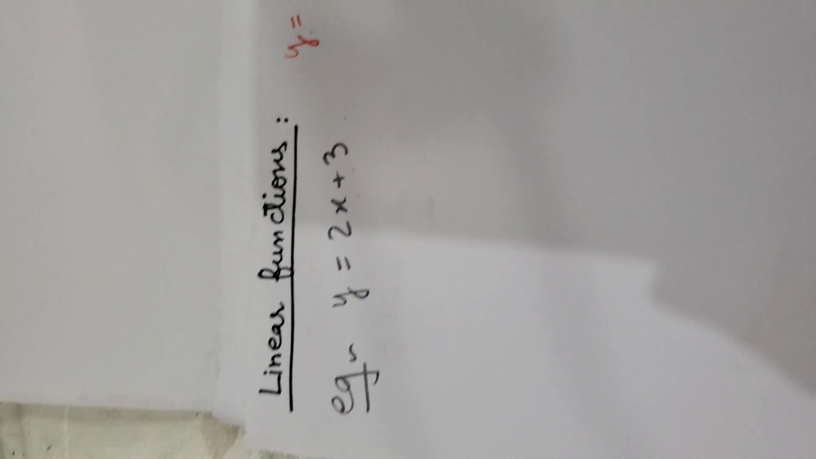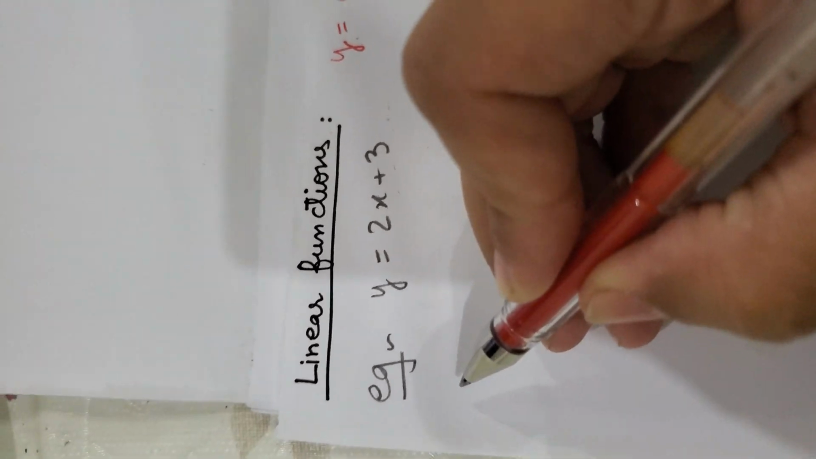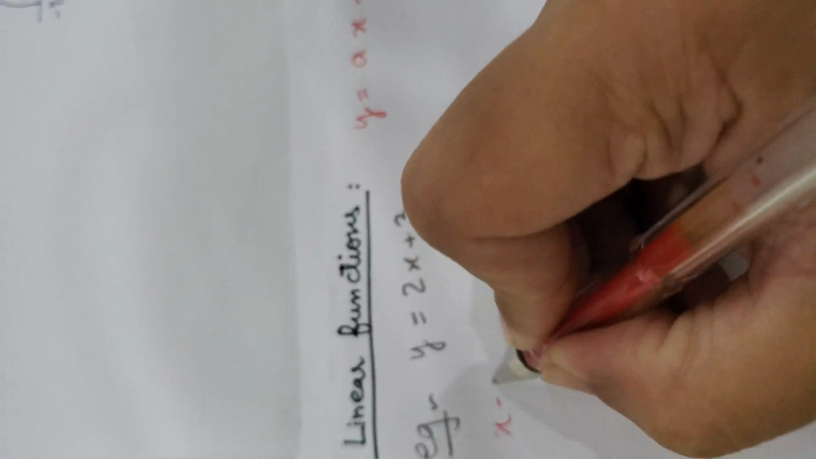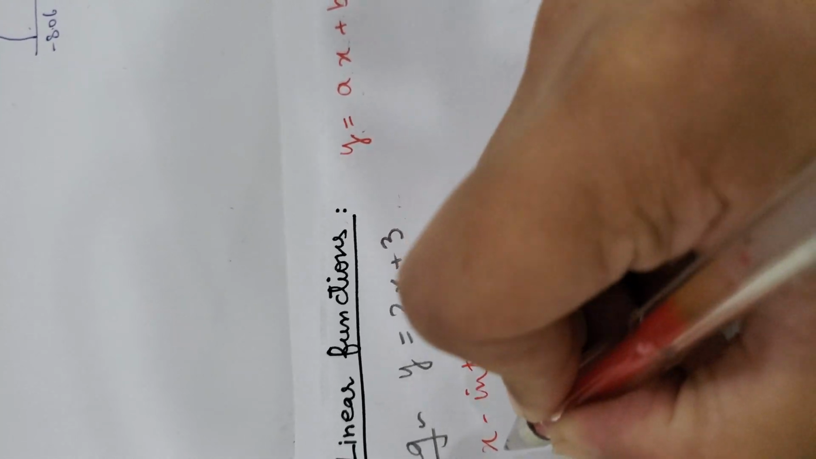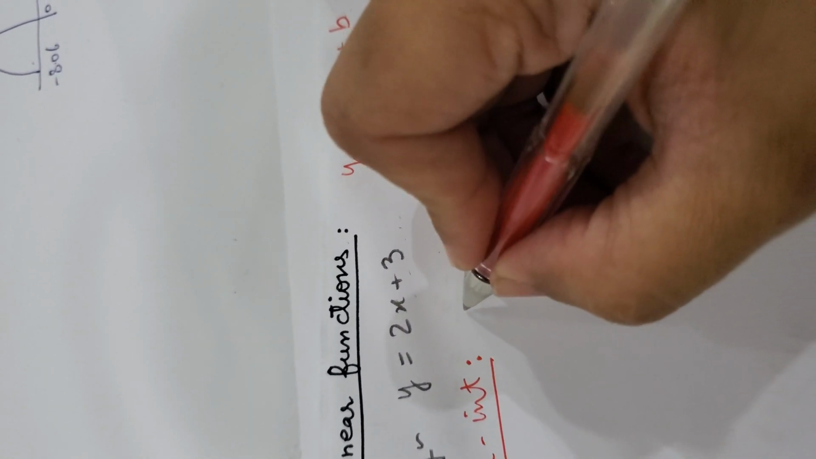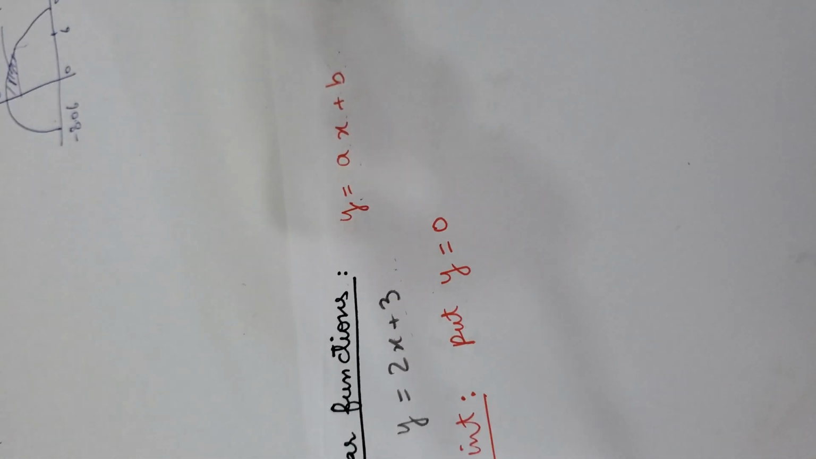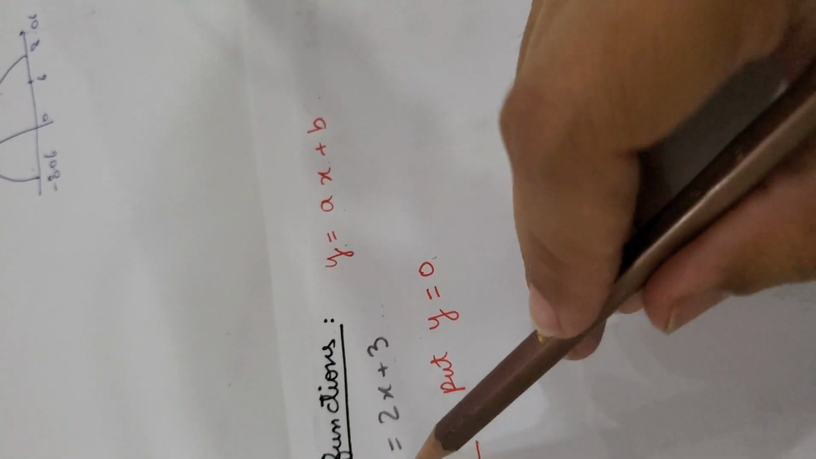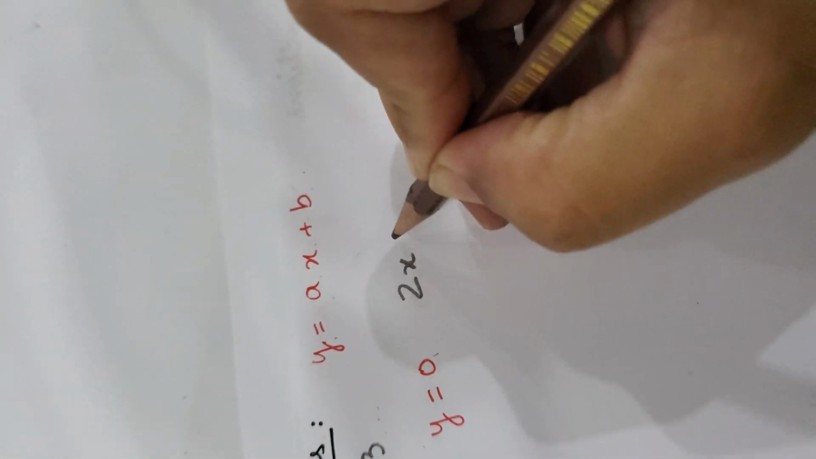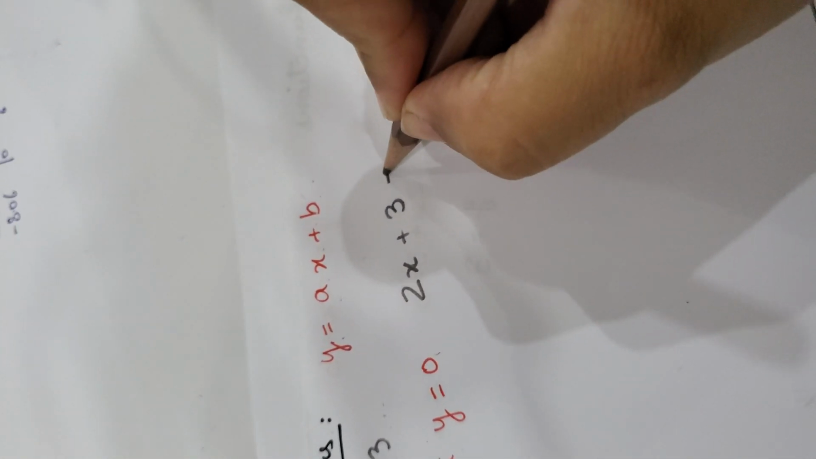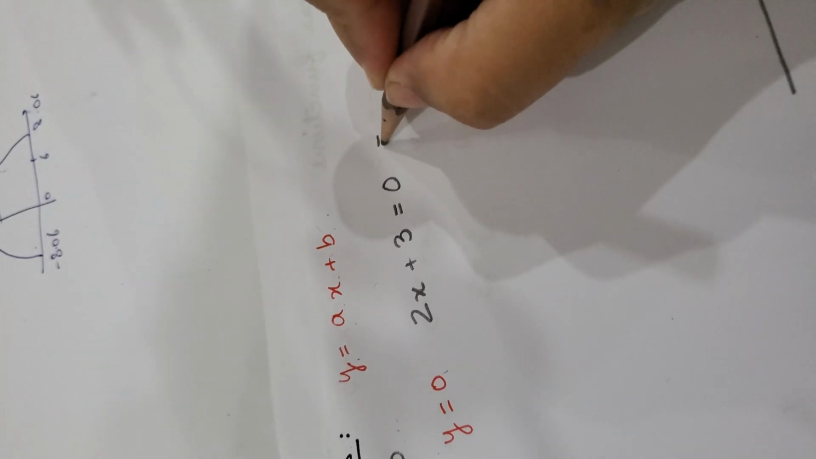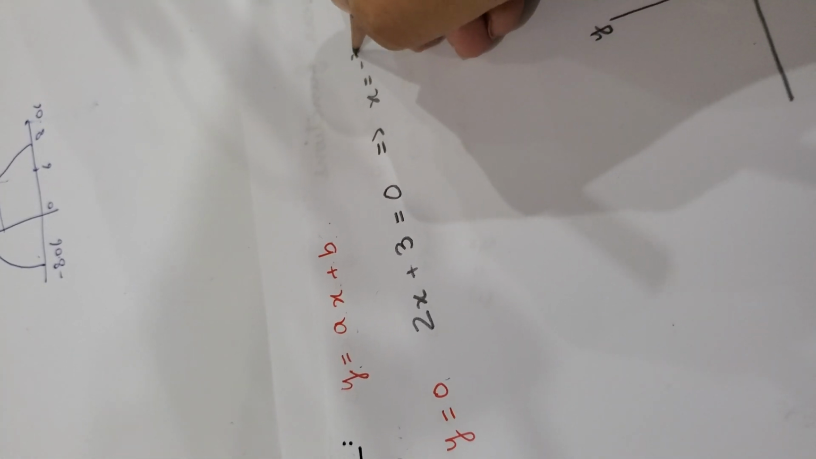In order to sketch this, the first step is that you find the x-intercept. How do you find the x-intercept? You put y equals 0. So you see, when you put y equals 0, then 2x plus 3 comes out to be equal to 0. This gives you x equals minus 3 by 2.